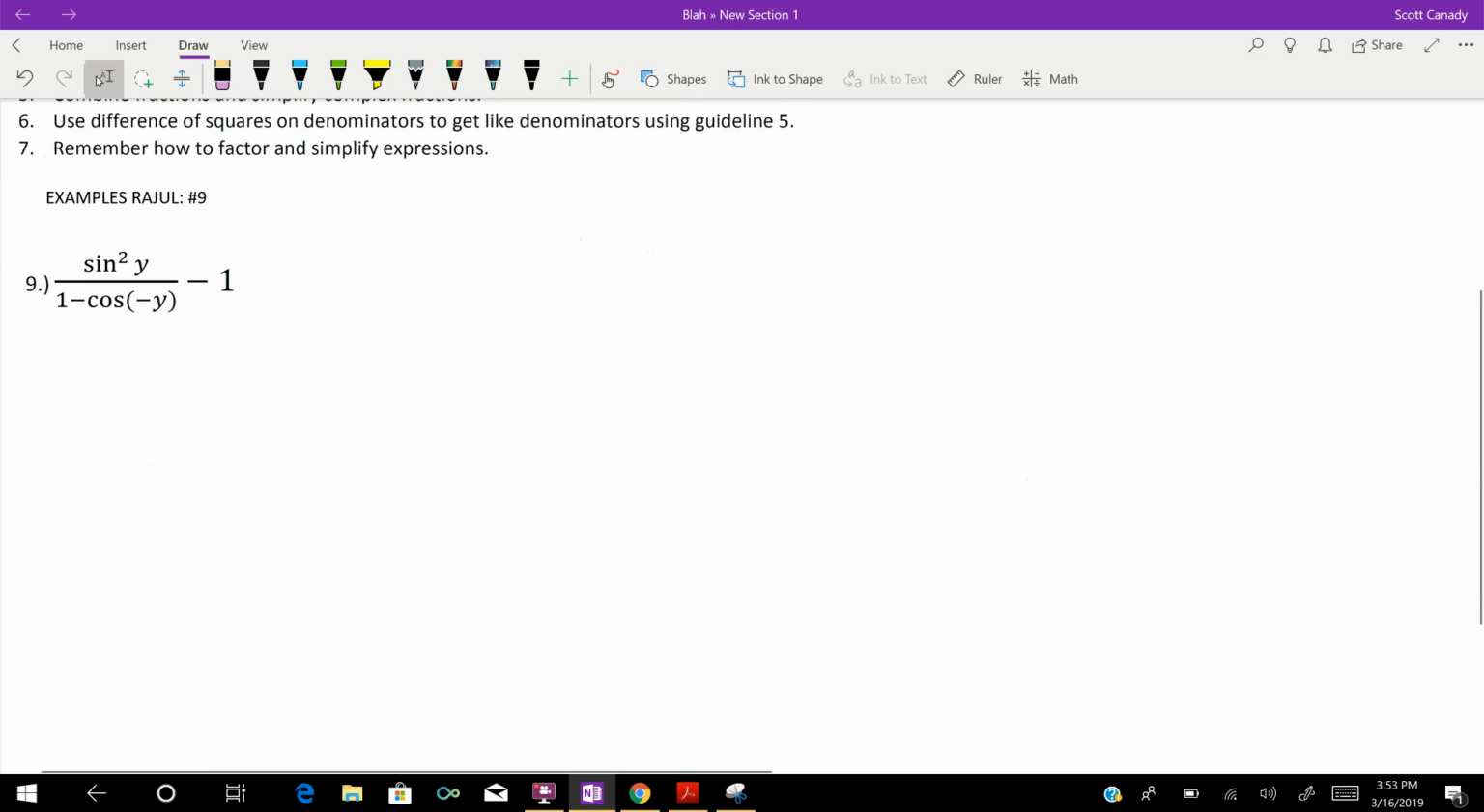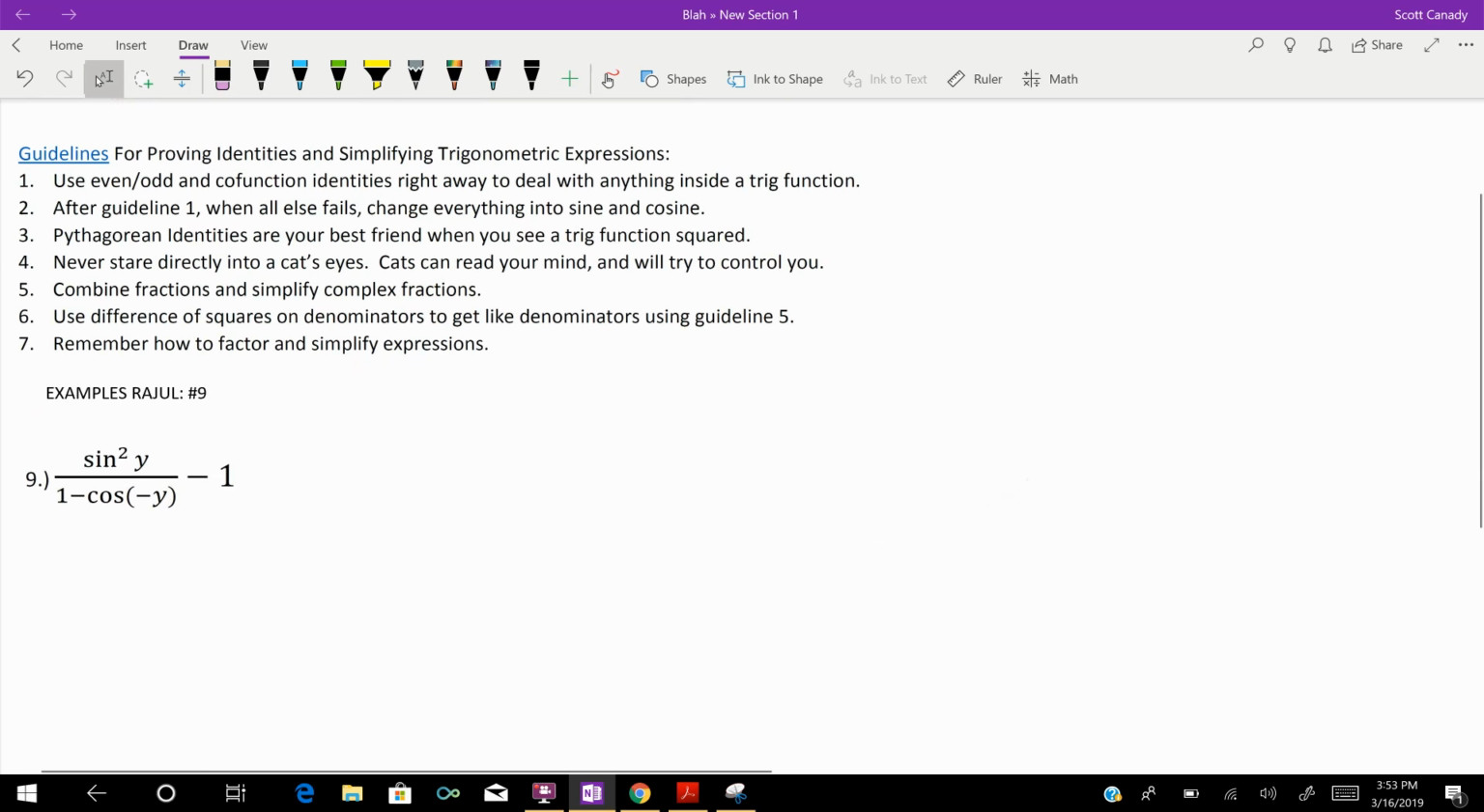So let's take a look at problem number 9. So right away, we see, using guideline number 1, that's this one right here, that we have an even identity. That even identity is cosine of negative y. So cosine of negative y becomes cosine of y. Let's go ahead and make that simplification before we do anything else. So this becomes sine squared of y over 1 minus cosine of y, minus 1.